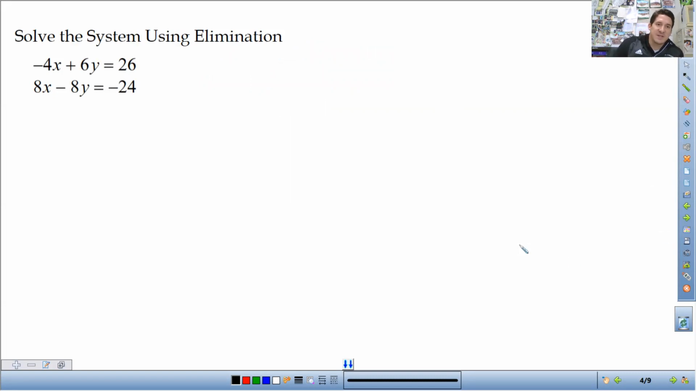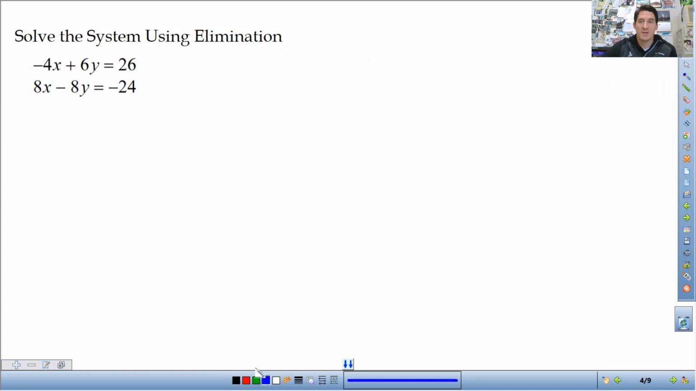So we have -4x plus 6y is equal to 26, and then 8x minus 8y is equal to -24. You notice if you look at all the coefficients, we have a -4 and a +8, those don't match. So if we add them together, they're not going to cancel out. And we have a +6 and a -8. Again, they don't match. So what we want to do is change one of the coefficients. How you change a coefficient is just by multiplying everything in one of the equations by the same number, so you can get the coefficients to match, one positive, one negative.